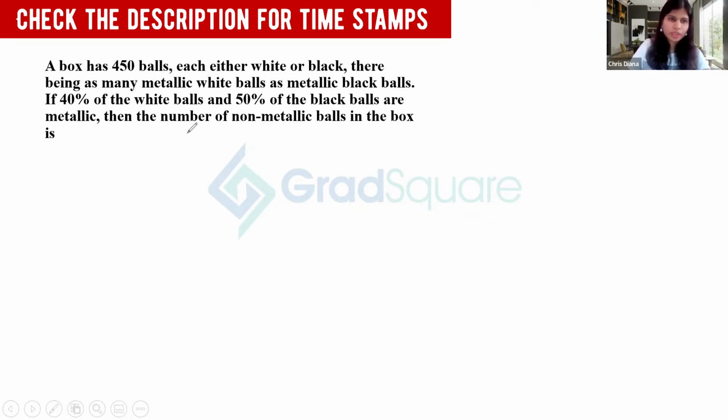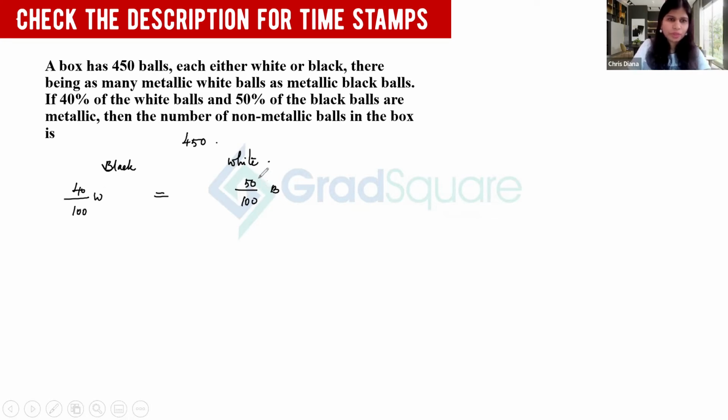So I know that there are a total of 450 balls, and out of these there are black balls and there are going to be some white balls. That's it, I know. Now, 40% of the white balls and 50% of the black balls are metallic, they have said. So I know that the number of white metallic balls is equal to the number of black metallic balls. So I just equate them.